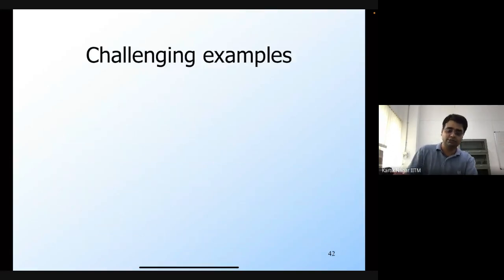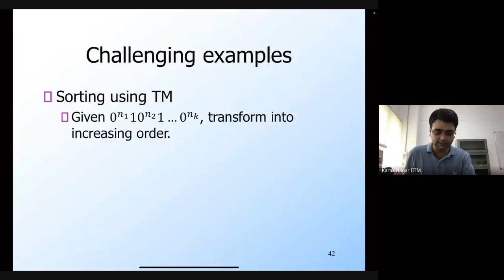So these are the examples for recognizing languages. Similarly, there are also examples for performing computations, but these are more challenging. For example, you can also do sorting using a Turing machine.